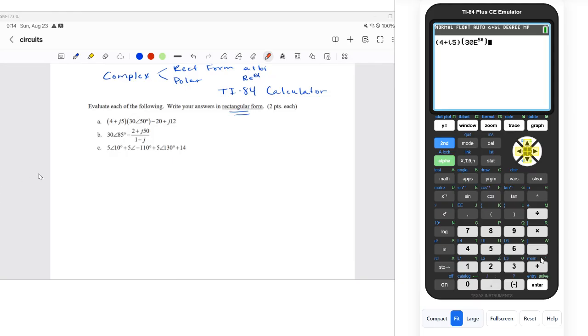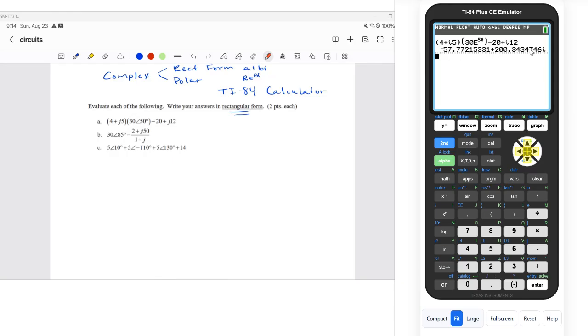So minus 20 plus I 12. So minus 20 plus I 12. Hit enter. And that is my answer.